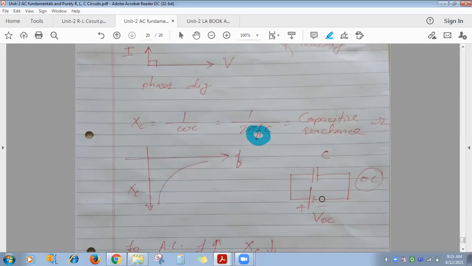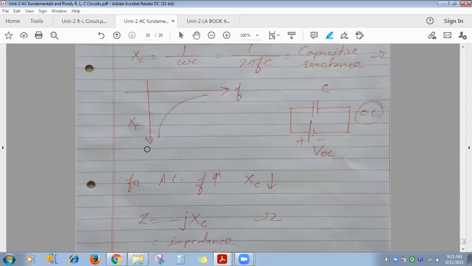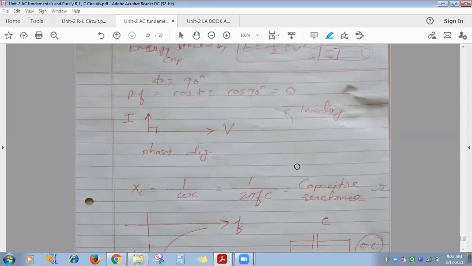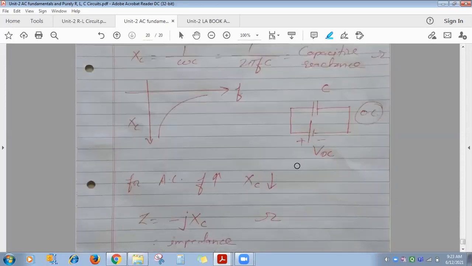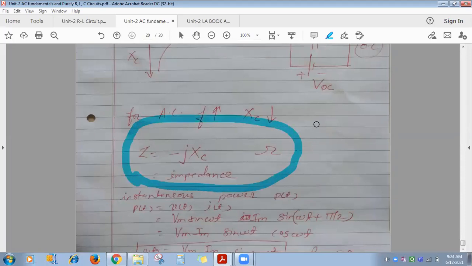Hyperbolic. Okay. So an MCQ question: XC versus frequency, parabolic, hyperbolic or linear? Which one is the correct option? Hyperbolic. Sometimes the capacitance value is given to you and the instantaneous voltage equation will be given to you, and you will be asked to calculate XC. So if XC in ohm is asked, 1 divided by omega C, that you can calculate.